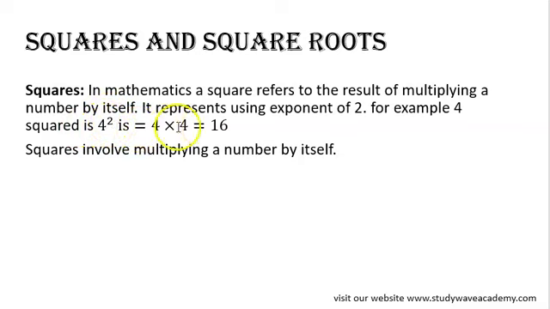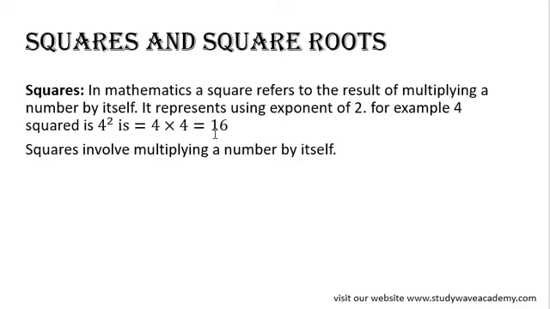Which is also 4 times 4 equals 16. When we mean 4 raised to power 2, it means 4 in 2 places, which is 4 times 4, equals 16. When you multiply 4 times 4, it will give you 16. Okay? So squares involve multiplying a number by itself.